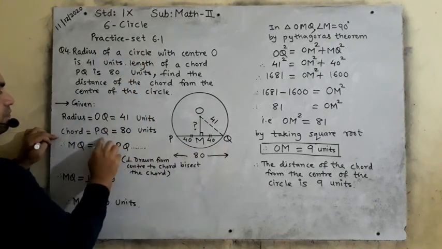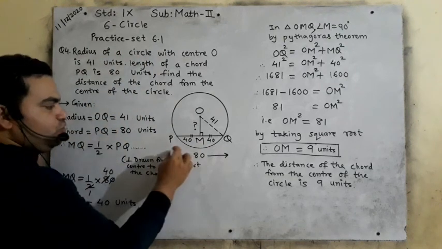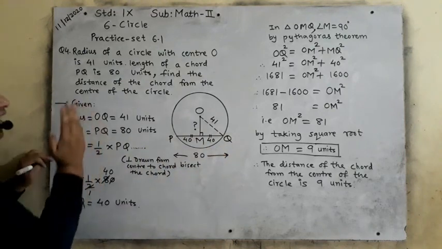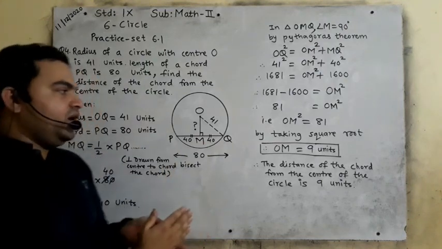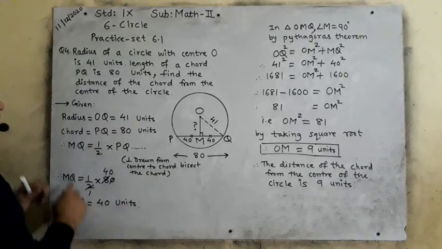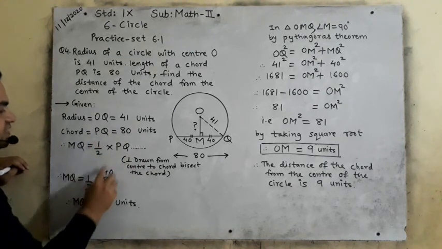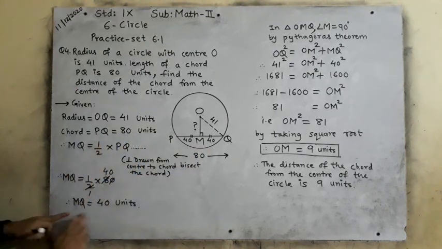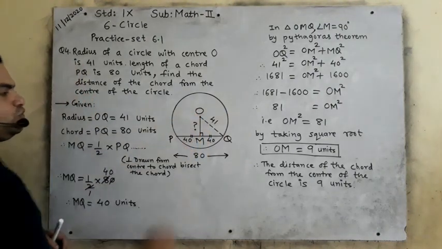Chord PQ, 80 units given. Now the chord is 80 units. So therefore we will say that MQ is half of PQ. What is MQ? It is half of PQ. Why? Because a perpendicular drawn from the center to a chord bisects the chord. So we will write here MQ is equal to half of PQ, and PQ is how much? 80 units. So half of 80, MQ is equal to 40. It means this is 40, this is 41. We can find out this OM.